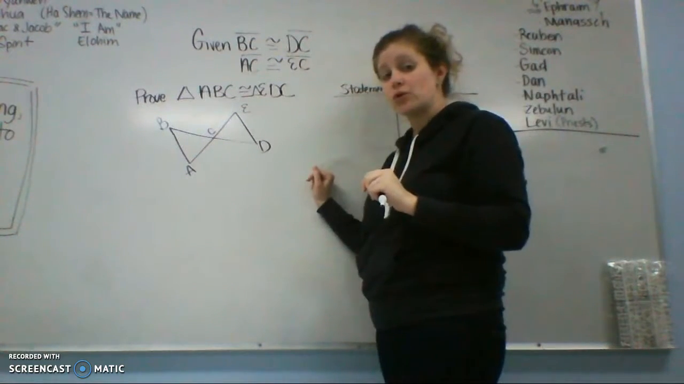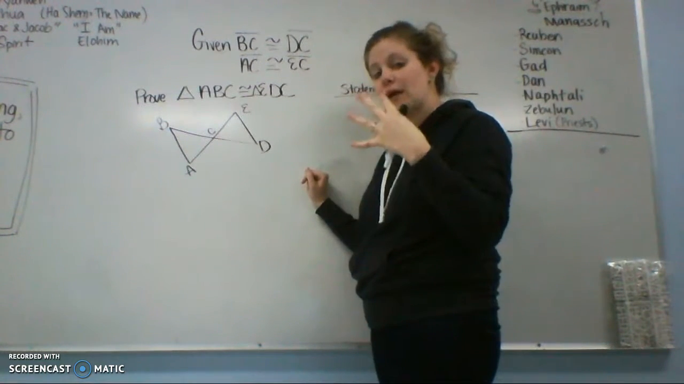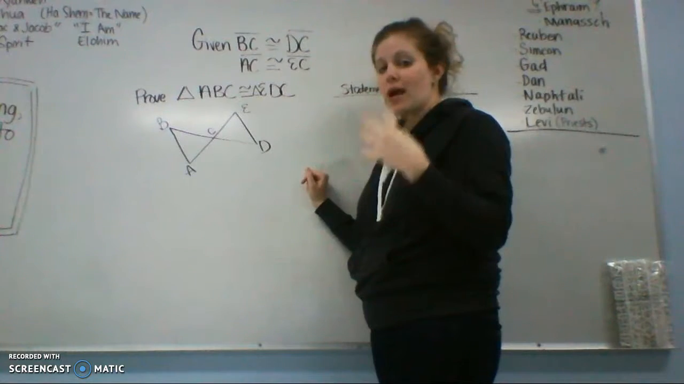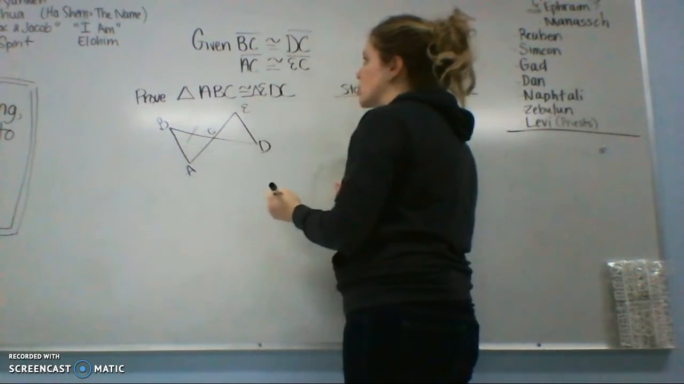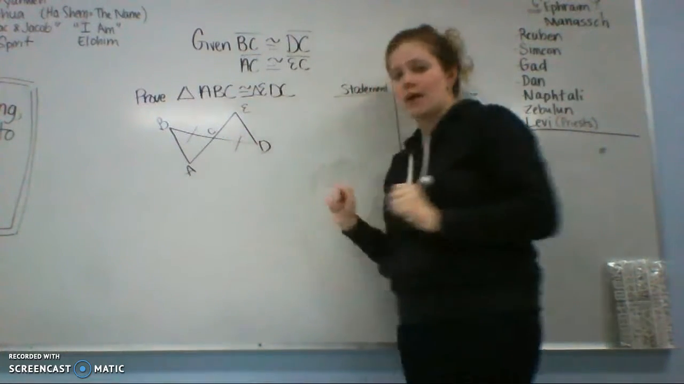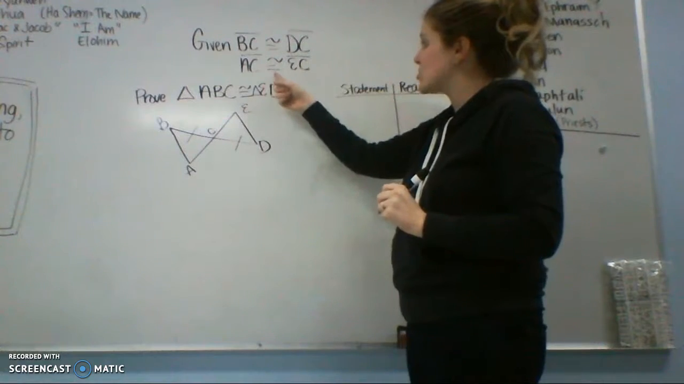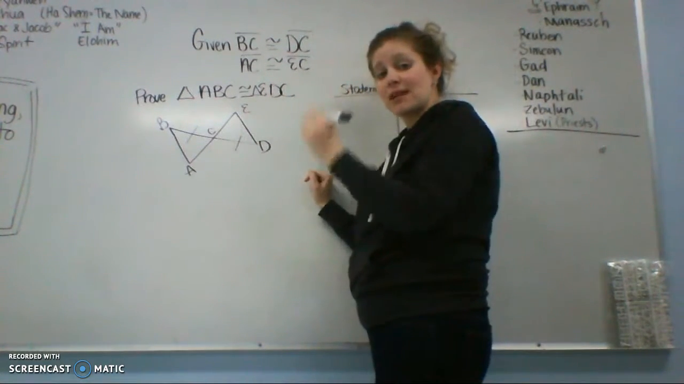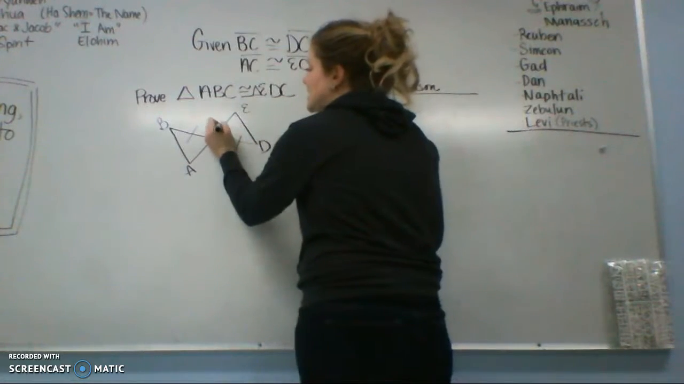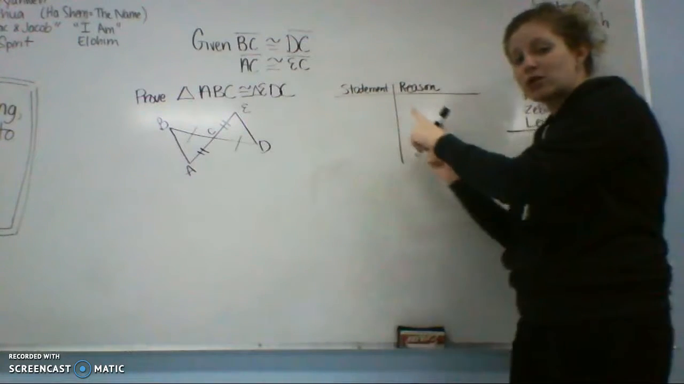So the first thing I want to do is mark this on my figure. This is the kind of stuff that you should be turning in on your work when you turn in your ALEKS assignment to back it up. So segment BC is congruent to segment DC. So I've got that marked. Then segment AC is congruent to segment EC. So I'm going to mark those. And since they're separate segments, I use two tick marks for those. So EC and AC.